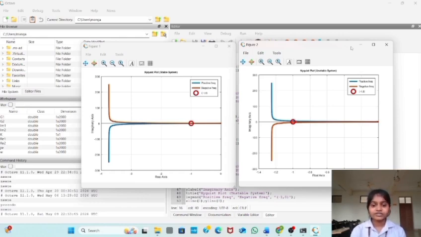Finally, in this project, the Nyquist stability criterion was successfully verified using GNU Octave. Nyquist plots were generated for both stable and unstable systems, and system stability was analyzed based on the encirclement of the critical point. The project helped in understanding frequency response analysis and graphical stability verification in control systems.